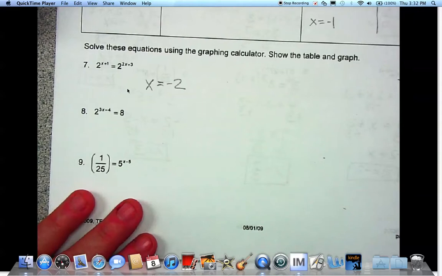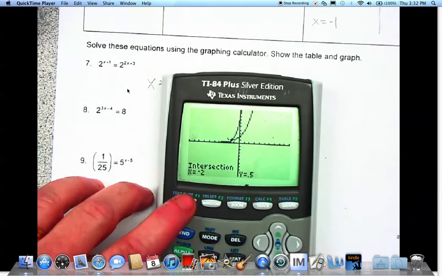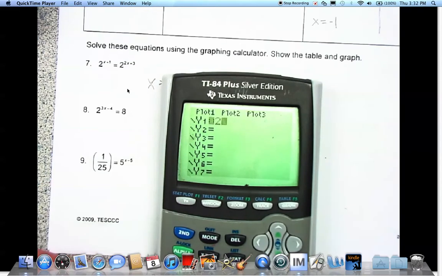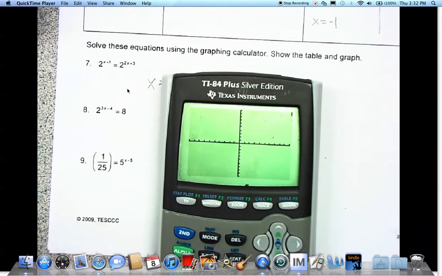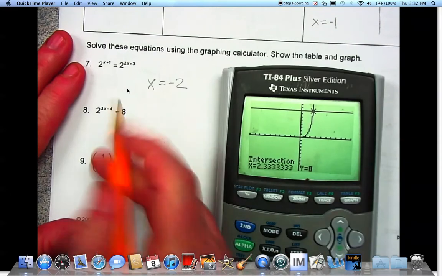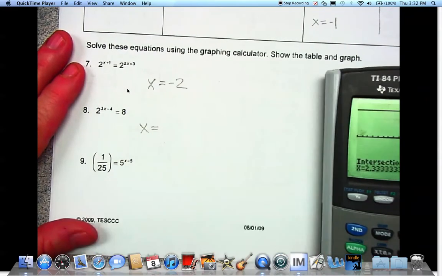Well, number 8, I don't think it works. Number 8 doesn't work on the table, does it? Why would it not be on the table? It's a fraction or a decimal. So, to find it, what you have to do is use the graph. It's 2 1/3. It sure is. That's why it wasn't on the table, because the table's only showing whole numbers right now. So, x equals, you can either write 2 1/3 or 2.3 repeating, okay?